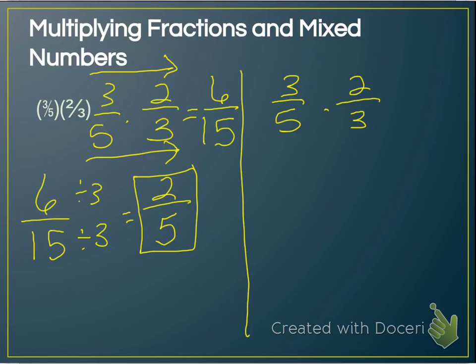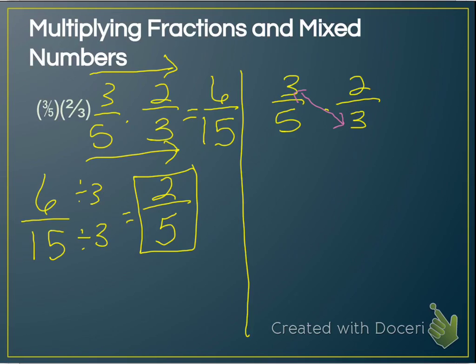Now, this is simplifying after we've multiplied. We can also look at how to simplify before we multiply, and I refer to that as cross-canceling. So what you do is you look diagonally and you ask yourself, is there anything that this numerator and this denominator can both be divided by? And the answer here is yes. 3 and 3 can both be divided by 3. So I'm actually going to cancel those down.